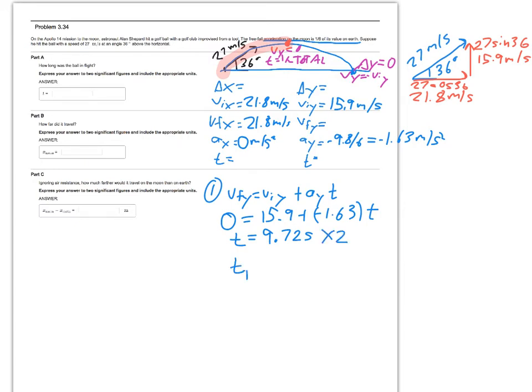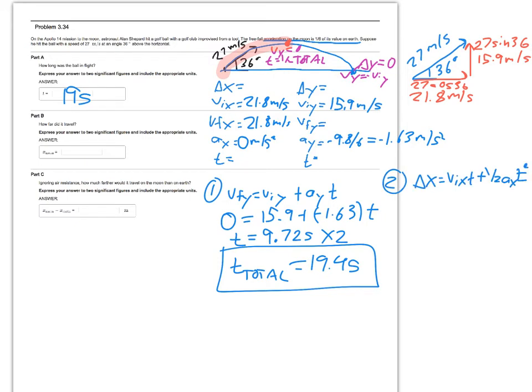However, that's only the time to the peak, so I need to multiply by 2, and I get my total time, which is going to be 19.4 seconds. Rounded to 2 sig figs here, I just get 19 seconds.